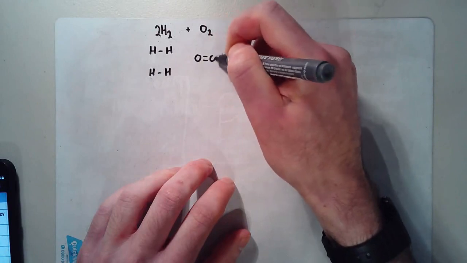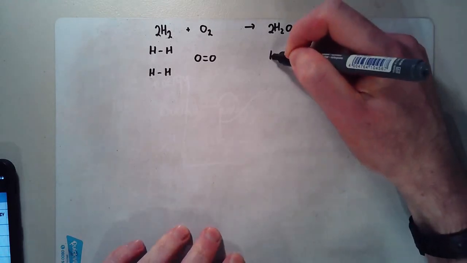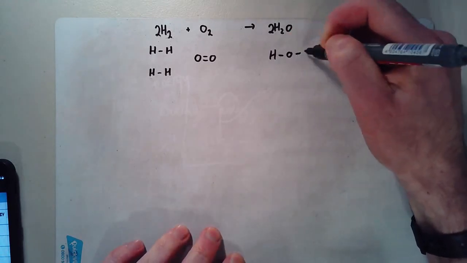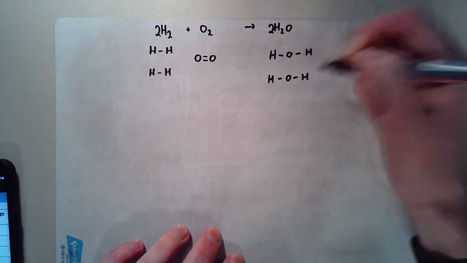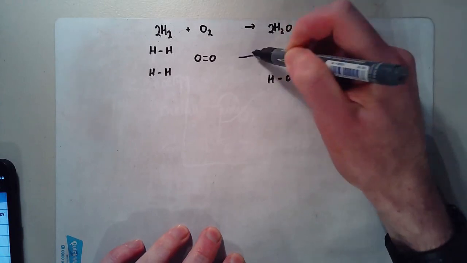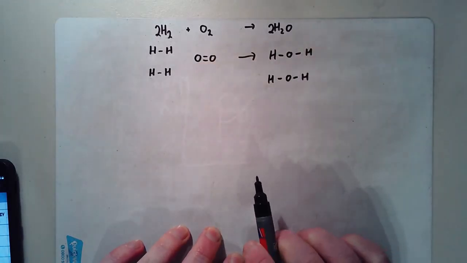Now, oxygen has a double bond. Like I said to you in the last video, they will almost always give you the structure and the shape of those molecules in an exam question. And on this side, I have two waters, which look like this. And essentially, these three molecules are going to react together to form these two molecules.